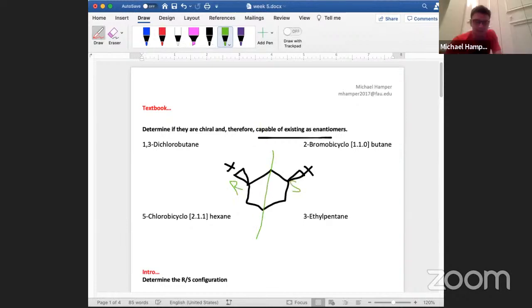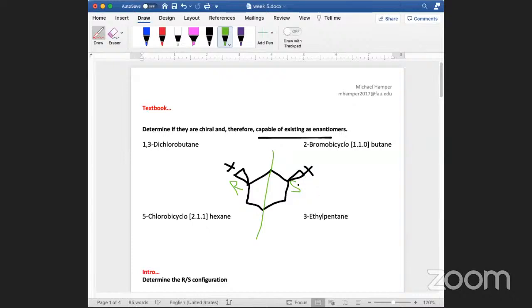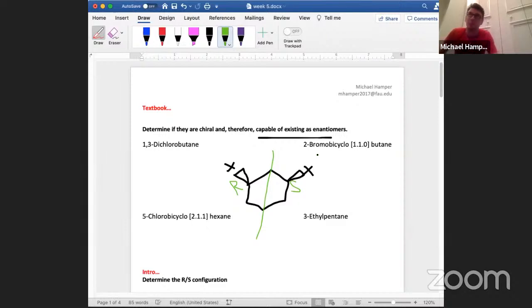Correct. All it would take to make this chiral, or capable of existing as an enantiomer, or another way you could put it, capable of rotating light, is simply making one of these dashed. But if you were to make one of these dashed, then it no longer has an internal plane of symmetry, i.e. would not be meso.